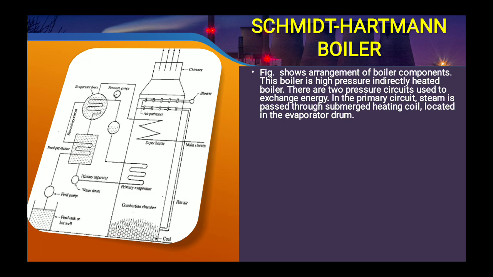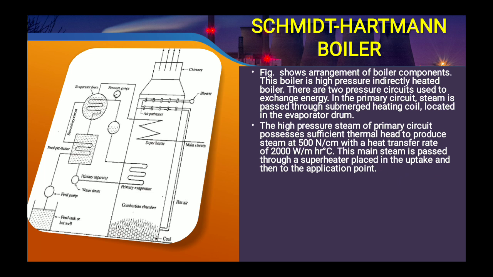Now this figure shows the arrangement of such a type of boiler. There are two pressure circuits used to exchange the energy. In the primary circuit, steam is passed through the submerged heating coil located in the evaporator drum, and the high pressure steam of the primary circuit possesses sufficient thermal heat to produce steam at 500 Newton per centimeter square, with a heat transfer rate of 2000 watt per meter square. This main steam is first passed through the superheater placed in the uptake and then to the application point, that means where the steam is needed to drive a process.